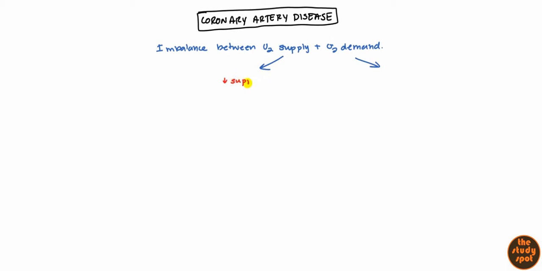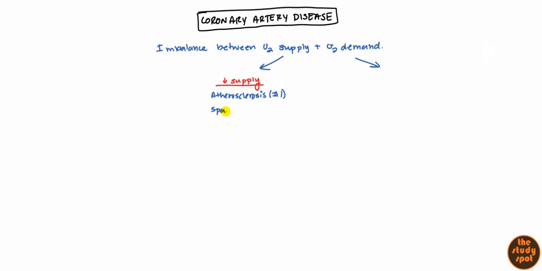Either you can get a decrease in supply of oxygen to the heart, and these can be conditions such as atherosclerosis, and actually atherosclerosis is the #1 cause of coronary artery disease. In this situation, the actual artery or vessel becomes constricted because of the plaque formation, so not enough blood can be delivered to the heart muscle for its needs of contraction.